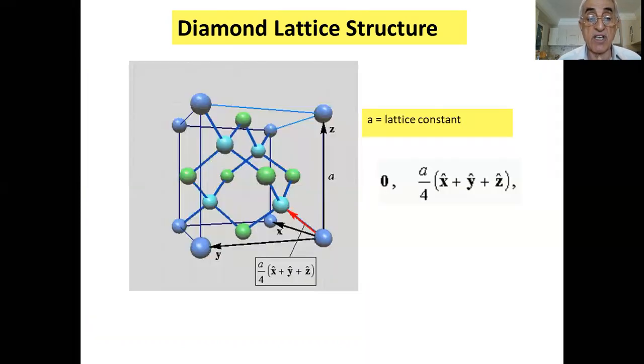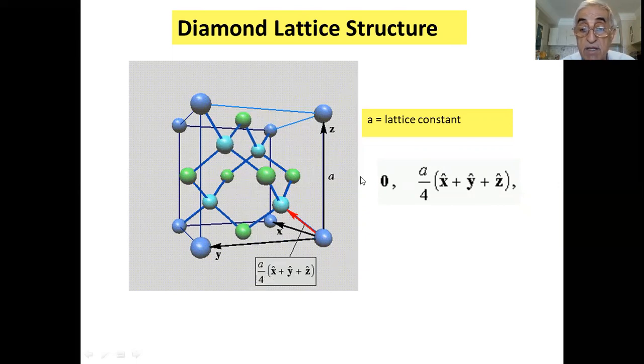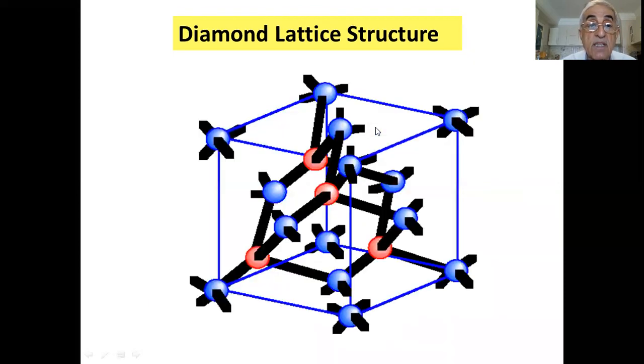The diamond lattice structure is clearly seen in this figure. This is a diamond lattice structure. It can be seen how the atoms are arranged: a/4 times (x-bar plus y-bar plus z-bar), where a is the lattice constant. The diamond lattice structure is also shown in this figure for clarity of the subject.